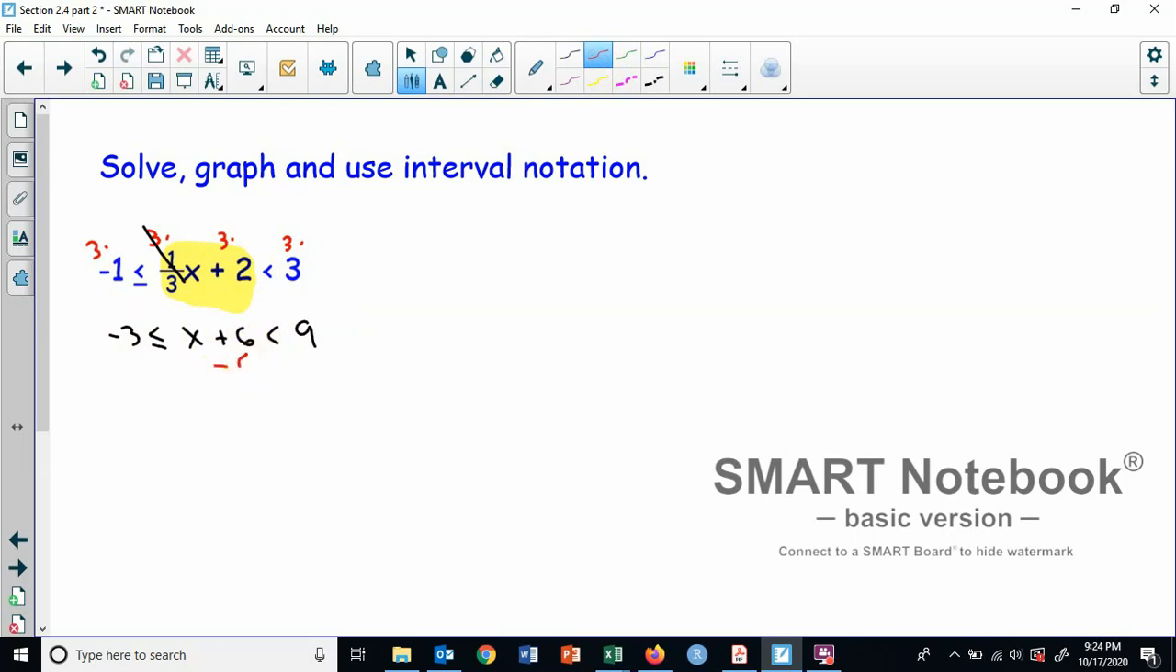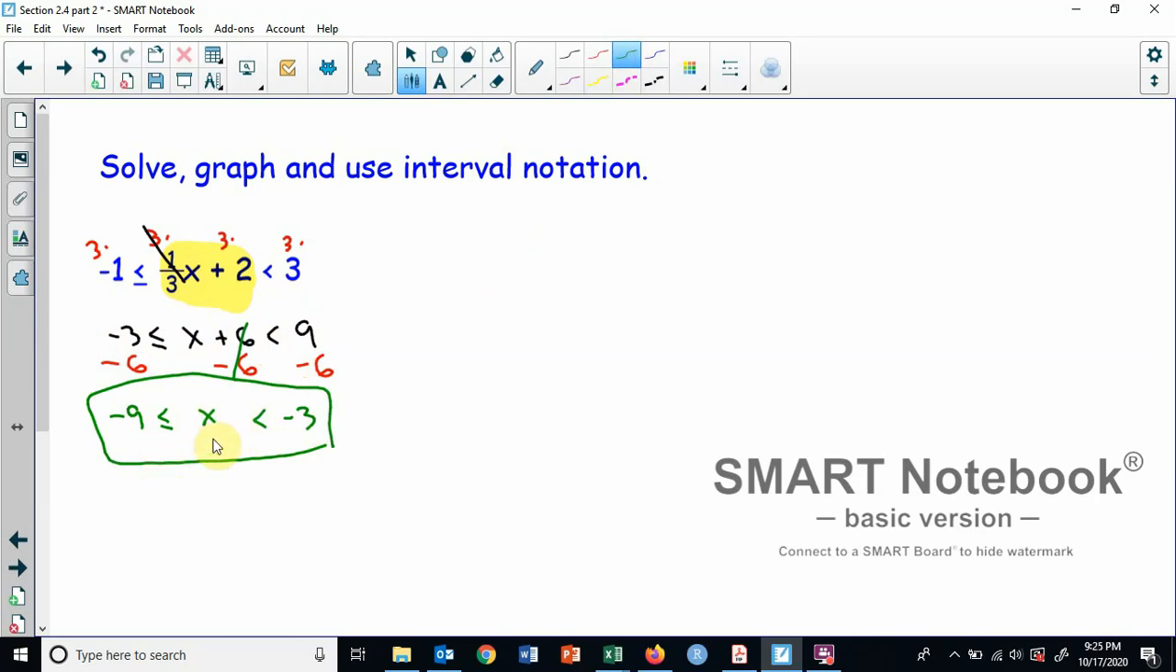So I just continue. I would normally subtract 6. Now whatever I do to one side, I have to do to all 3 sides. And so if I subtract 6, -3 minus 6 is -9. X is still there. 6's are gone. And 9 minus 6 is 3. So there, I have solved for x. It is all by itself in the middle.